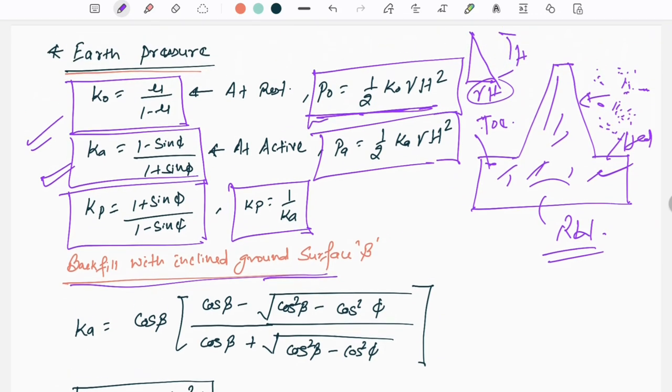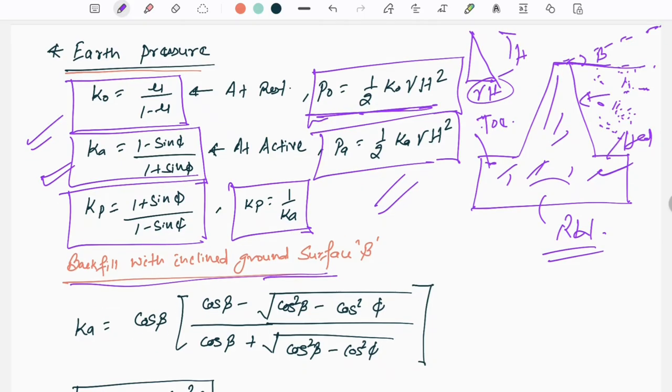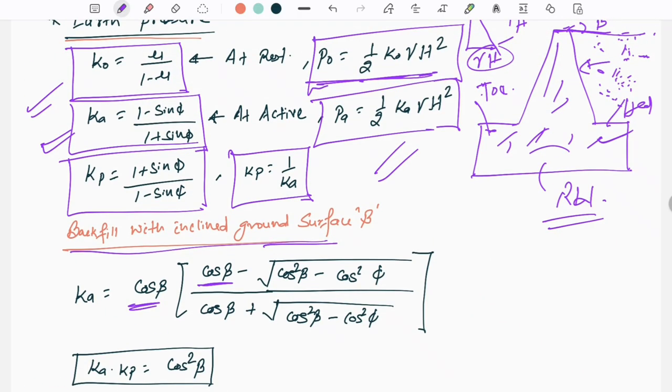Now come to this point. When this soil is backfilled in an inclined position, at some angle of beta, suppose. If it is horizontal, then you can directly use this expression. But if the surface is not horizontal, it is inclined at an angle of beta, at that time the coefficient of earth pressure changes slightly. K is equal to cos beta minus root under cos square beta minus cos square phi, divided by cos beta plus root under cos square beta minus cos square phi.